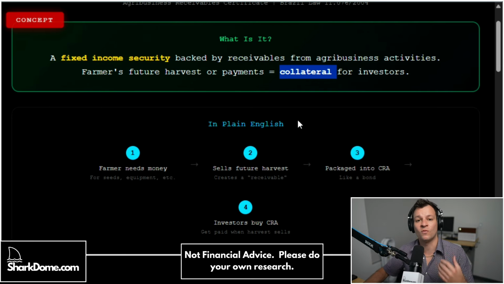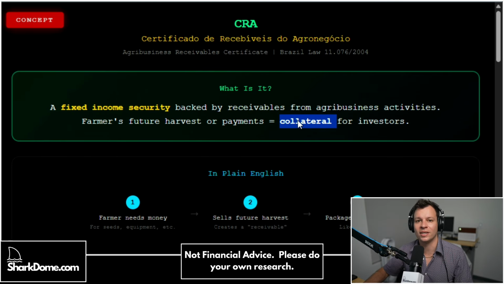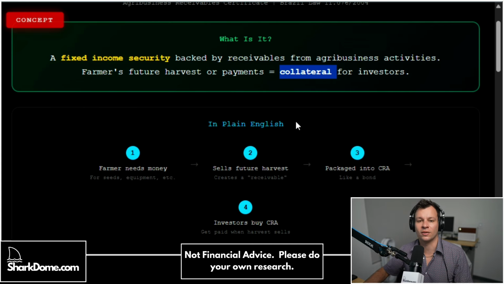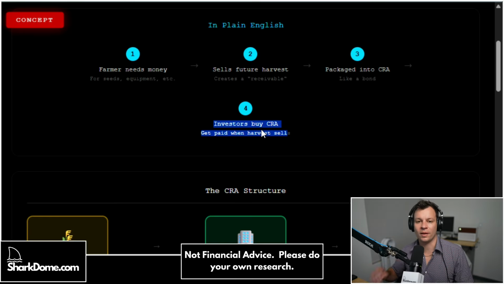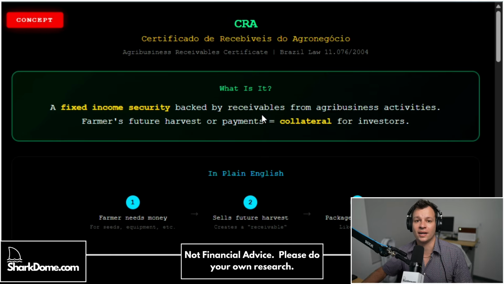So like I said, I'm inferring that they probably just created so many of these, and investors are like, look, I'm not buying this anymore. You got to put this on the blockchain. So farmers needed the money. Yeah. So like I said, they're generating money, issuing debt, and they sell it for future harvest, and they package it into a CRA. Investors buy the CRA. And I know I don't want to lose people here, but just really think of the CRA as an IOU for agricultural business.